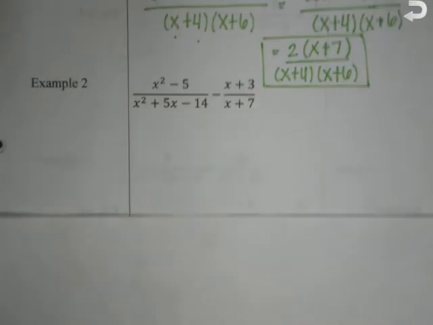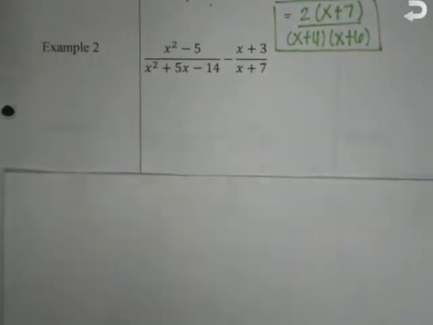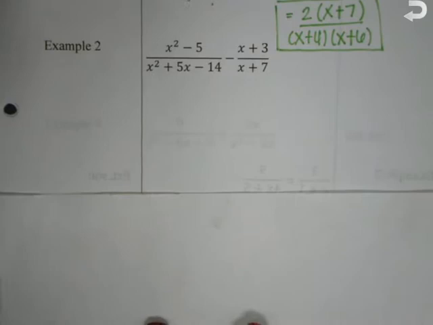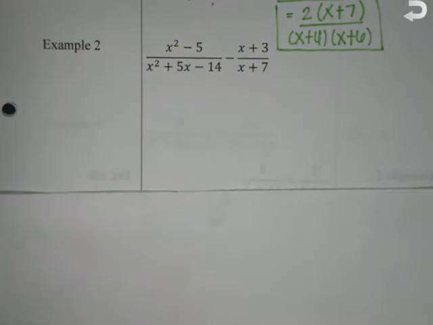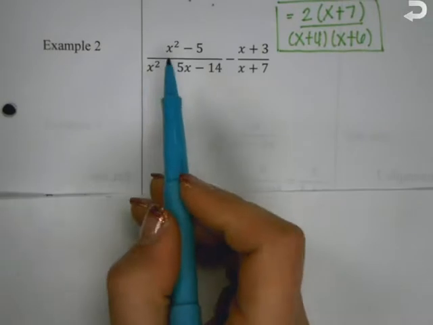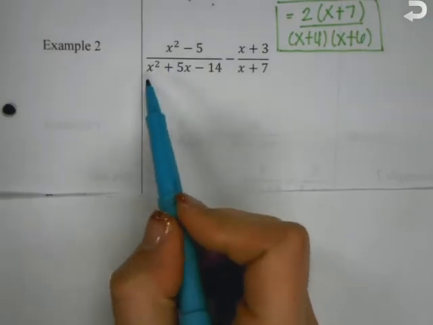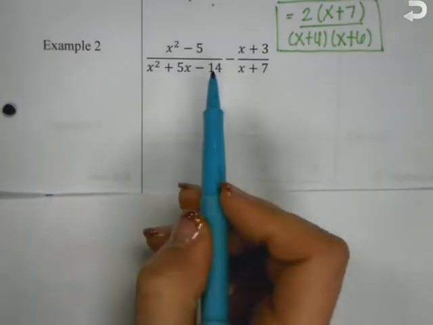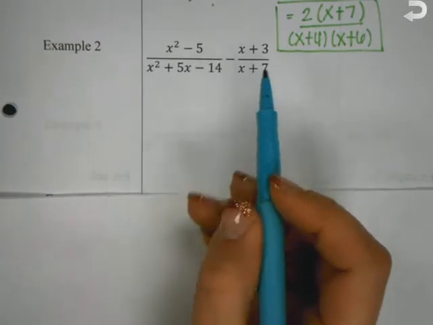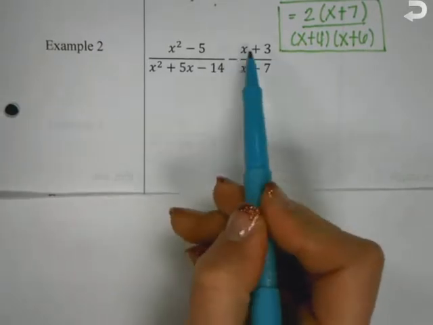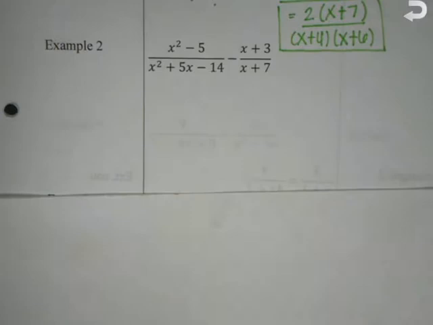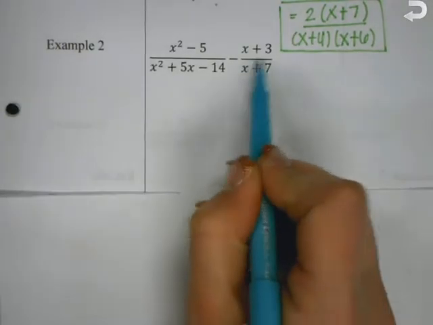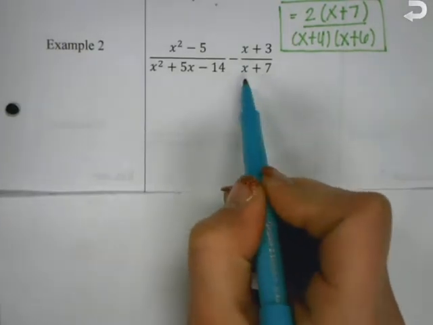On this one, I'll actually write that step, okay? So example 2, we have x squared minus 5 over x squared plus 5x minus 14 minus x plus 3 over x plus 7. This guy's already factored for us, right? We can't factor it anymore. But we do need to factor this one.